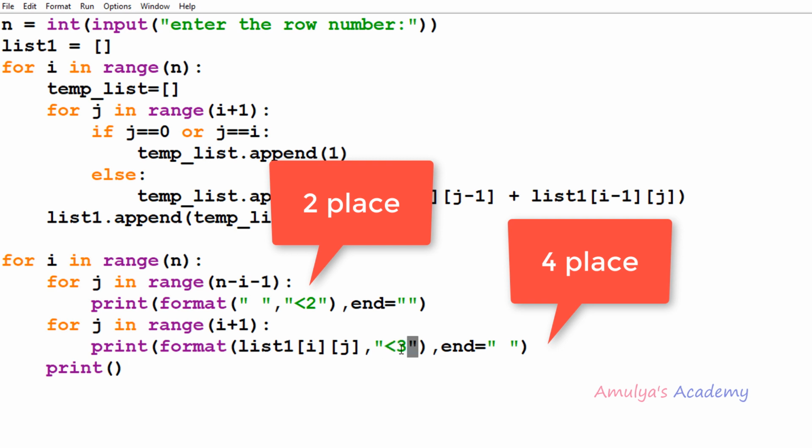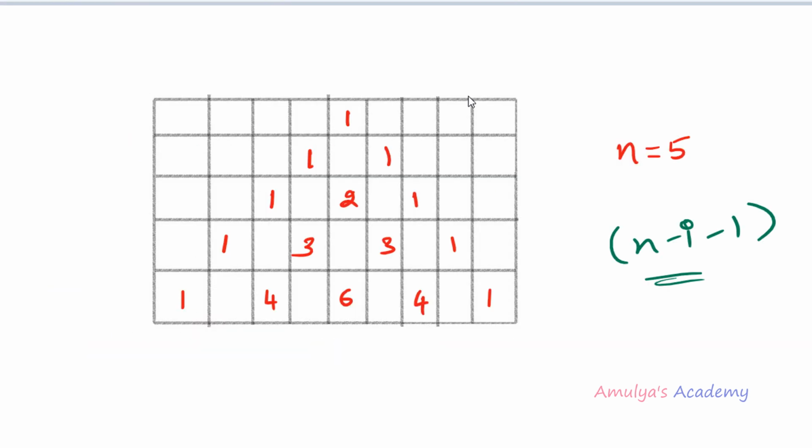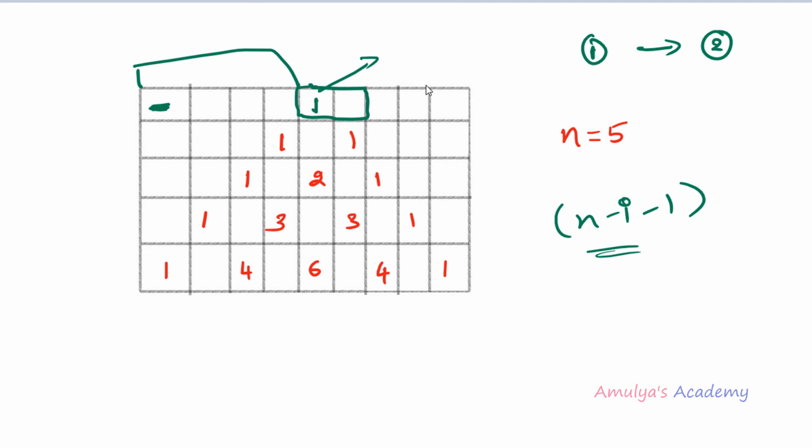Now the question is, why here 2, why here 4? Here there is another space included, end is equal to space. So total 4 place for the value, total 2 place for the space. We'll take a for loop to print this space, and we'll take another for loop to print this number, right? When we take for loop to print space, in a single iteration we'll print single space. But in the for loop to print number, in the single iteration we'll print 2 places, right? We'll print 1 followed by a space.